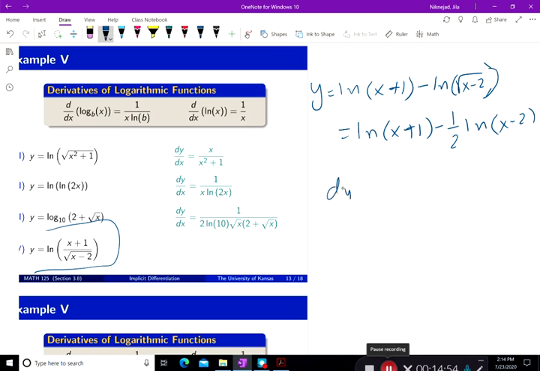Then dy/dx is equal to, this is natural log of u, and so it should be 1 over u, so 1 over inside times derivative of inside, which is 1.